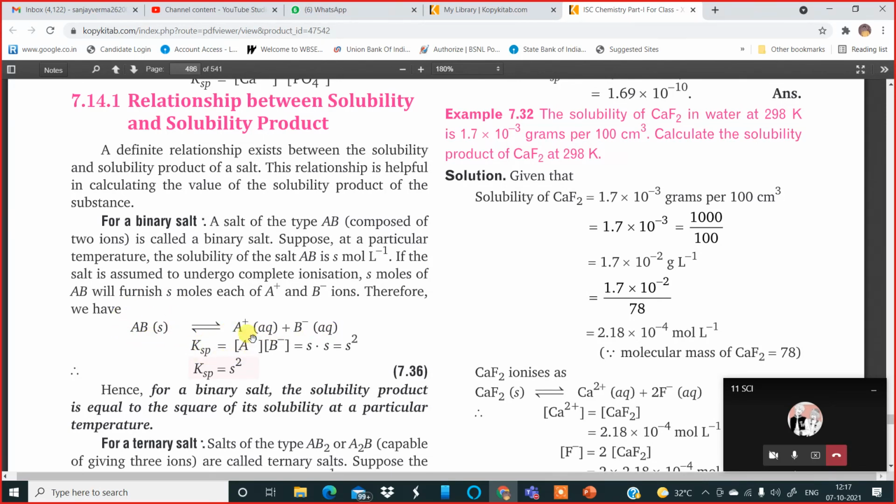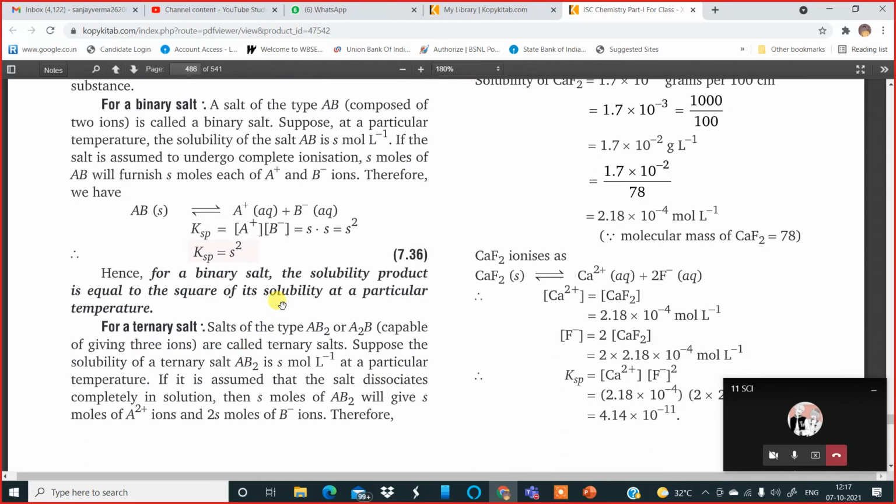So Ksp will be the product of the concentrations of A+ and B-, that is S into S, which comes to S squared. So Ksp for a binary salt is S squared. Hence, for a binary salt, the solubility product is equal to the square of its solubility at a given temperature. That is for a binary salt.